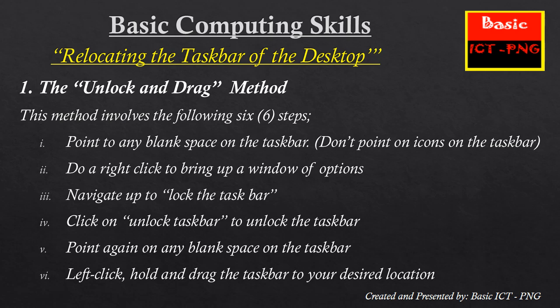Step number 3. Navigate up to lock the taskbar. Step number 4. Click on the unlock taskbar option to unlock the taskbar. Step number 5. Point again on any blank space on the taskbar. And step number 6. Left click, hold and drag the taskbar to your desired location whether it be on the right, top, or left. That's if you're moving it from the bottom of the desktop.